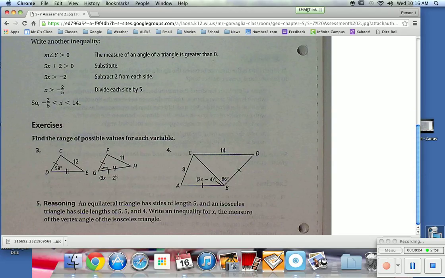All right. So you have 3, 4, and 5 to do on this side. Actually, do 3 and 4. Skip 5. Do 3 and 4.